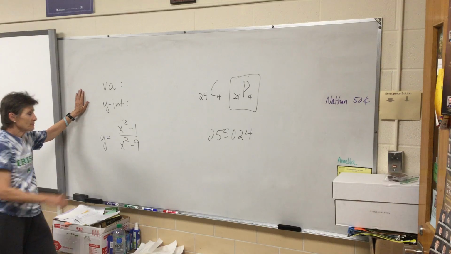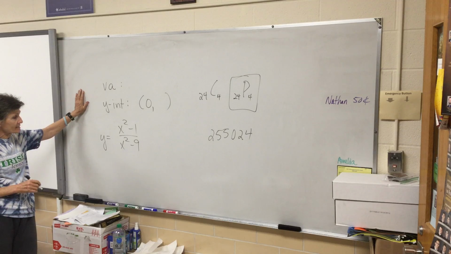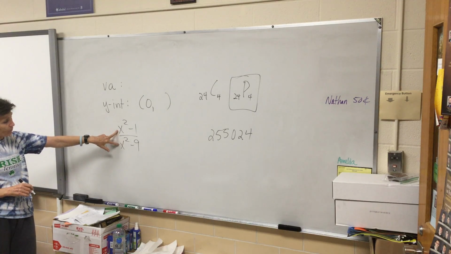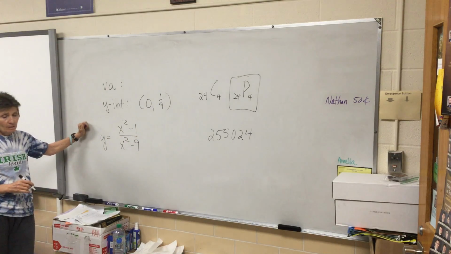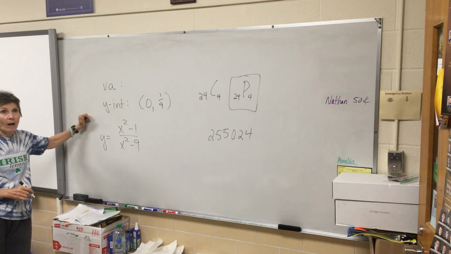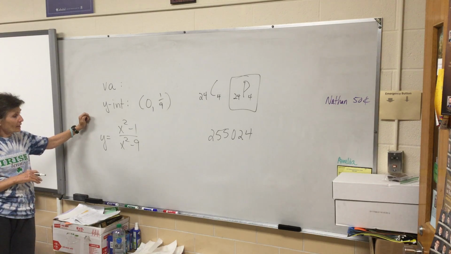The Y-intercept is a no-brainer. The Y-intercept is the value of Y when X is 0. So if I put a 0 in for my X's, I'm going to get 1/9. That is how you find a Y-intercept always, always. You plug in 0 for X and figure out what Y is.